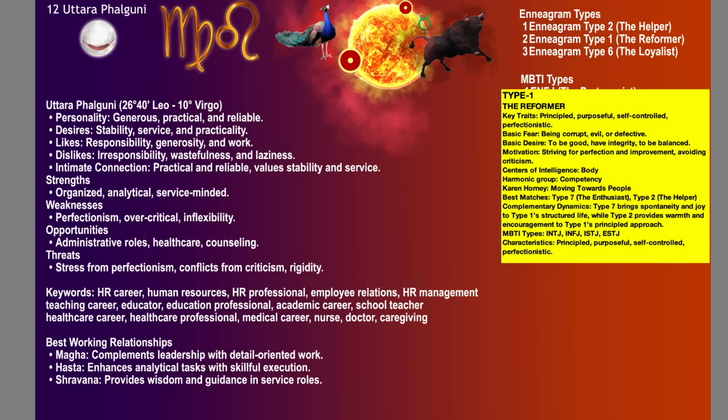Next one, Enneagram type 1, the reformer. Principled, purposeful, self-controlled, and perfectionistic. Who are the perfectionistic in this context? Let's see, in terms of career. The perfectionist is one who is wanting to be good, they have integrity, and they are wanting to be balanced. Always go with the basic desires of Enneagram. It will give you a vital clue. Basic desire and basic fear is where it stems from concerning the Enneagrams. Center of intelligence is the body. Their motivation, this is another key, is to strive for perfection and improvement, avoiding criticism.